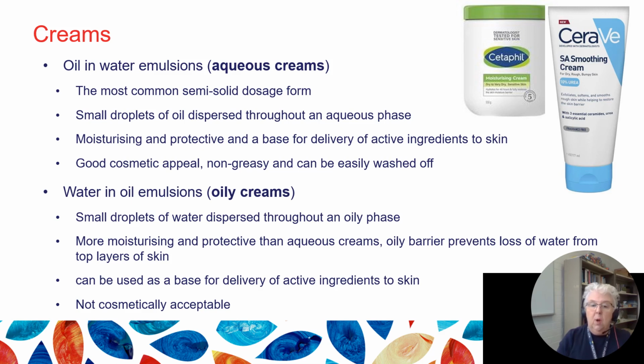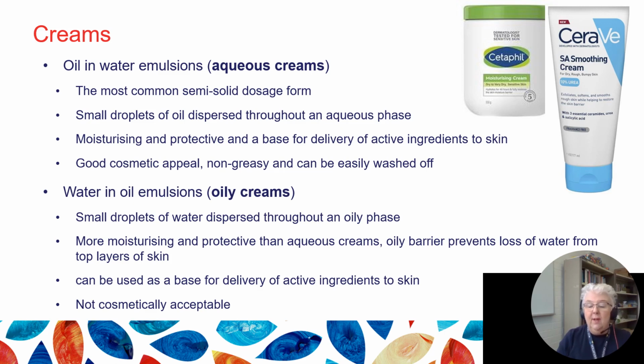Now, one of the most common active ingredients we use in creams are corticosteroids. So corticosteroids are things like hydrocortisone, which are applied to the skin to reduce inflammation in conditions like eczema or dermatitis. They have good cosmetic appeal because they don't feel greasy on the skin and they can be easily washed off. Water in oil emulsions or oily creams are small drops of water dispersed through an oily phase.